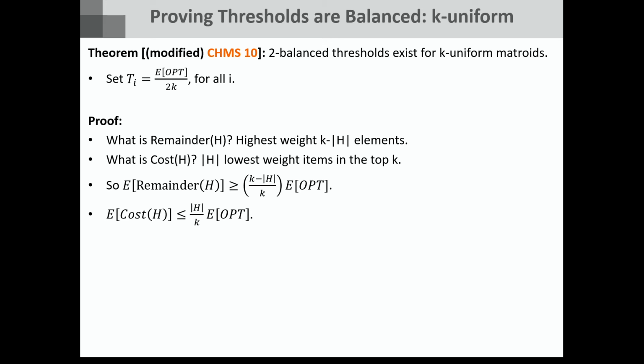What about the expected cost? We can use the same reasoning. The average weight of an element in opt is opt over k. There are h elements, and they're on average going to be lower than the average. So we get both of these inequalities.